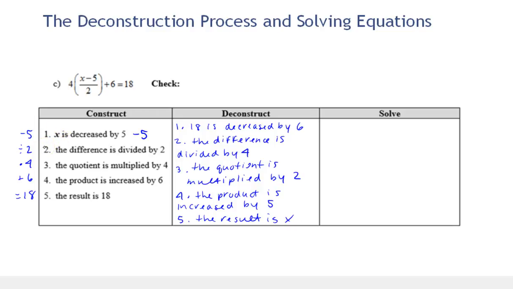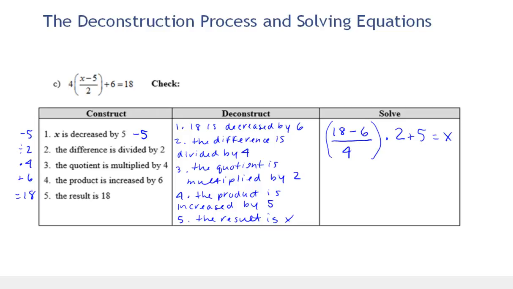Okay. So this is a lot of steps, okay? And if there's too many steps or if it gets too complicated, you can always do the operations one at a time, but let's see if we can write this without it getting too messy. So 18 is decreased by 6, so 18 minus 6. The difference is divided by 4, so I'm going to divide that difference by 4. The quotient is multiplied by 2, so I'm going to take this whole quotient, multiply it by 2. The product is increased by 5, so this is our product. I'm going to increase it by 5, and the result is x. So that wasn't too bad. Okay. Typically, if we were going to multiply an expression like this by 2, we'd put the 2 out front, but that's okay. This is the structure, so we're going to keep it like this.